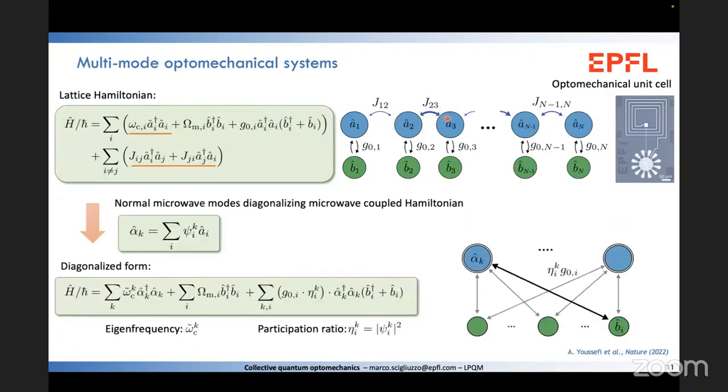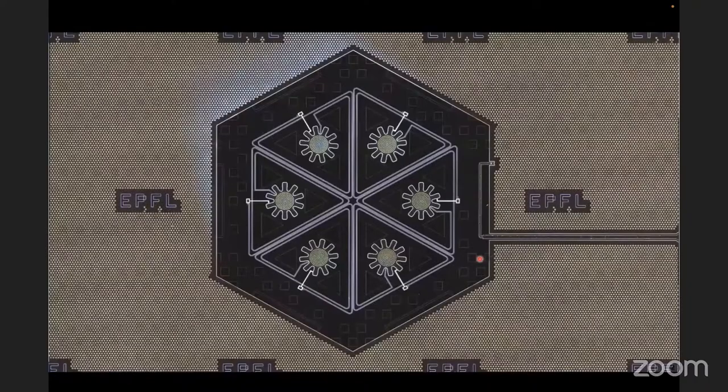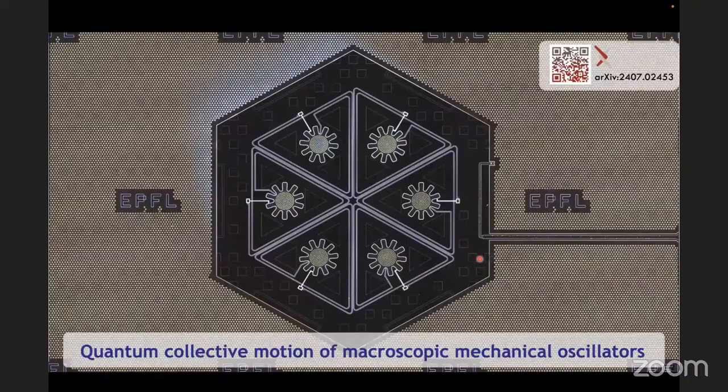Now, in a simple diagonalization, each individual mechanical mode is going to have some participation ratio on the microwave modes. So just by measuring the relative participation ratio of the mechanical excitation on a particular microwave mode, you can actually reconstruct the mode shape of the system. So this is all nice, but what about a general collective system? This is the experiment that I'm going to talk about for the rest of the presentation.